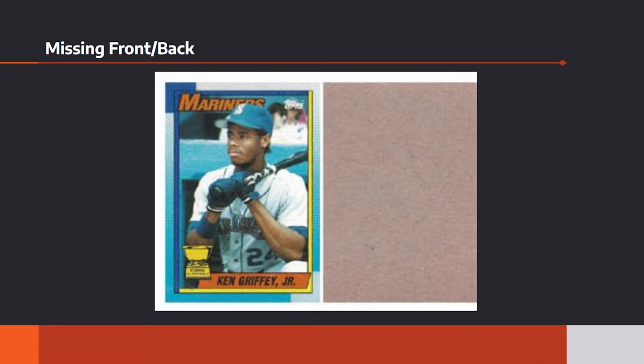Next up, we have missing front and back. This is part of the printing process. Basically, the card will have a front or a back and it won't have the other side. This happens when two sheets during the production process get stuck together, which isn't as uncommon as you'd expect. What happens is when they lay down the front, and then when they go to lay down the back, it's going onto the other sheet.